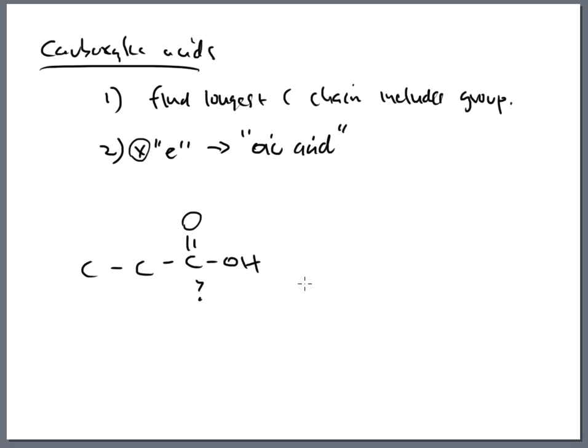So how would we name this? Very simple little carboxylic acid right here. Well, I use the rules. Number 1, find the longest carbon chain including the group. All right, so here's carbon number 1, carbon number 2, carbon number 3. We'll call this propane. There you go. And then step number 2 says erase that E. There it goes. And we're left with propan. And then it says change that to oic acid. And there you go.